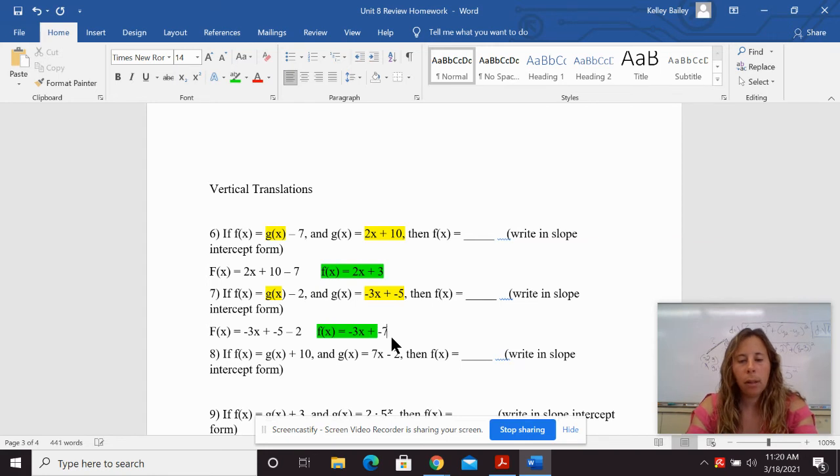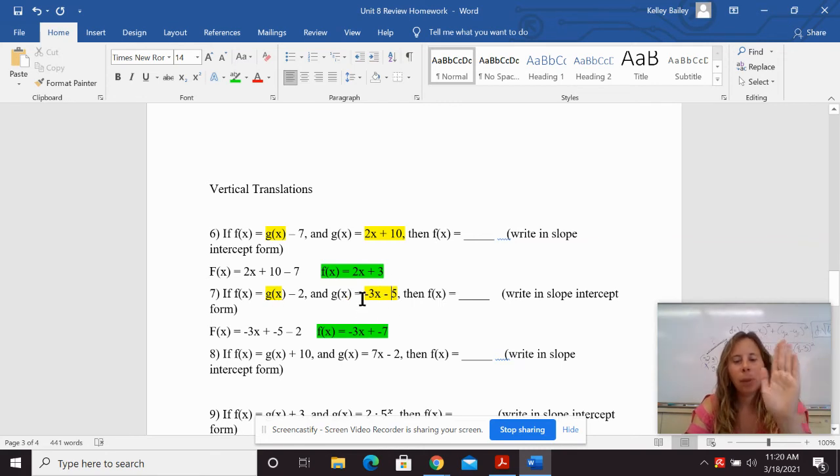Hold on. Be careful when you're writing your sign. So it was negative 3x. Did I really write plus negative 5 there? How irritating of me to do that. I'm going to change that so that it just says negative 3x minus 5. So g of x is negative 3x minus 5, minus 2. There we go. So that's still your answer.